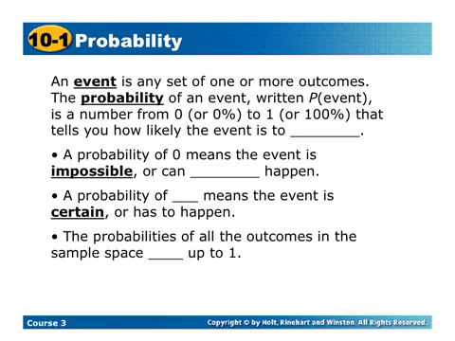The probability of an event, which is written P with the event that you're looking for, is a number from 0 to 1 that tells you how likely the event is to occur. The probability of 0 means that the event is impossible or can never happen. So this would be like flipping a coin and asking what's the likelihood of getting a 6. And the probability of 1 means that an event is certain and it has to happen. Probabilities of all outcomes in the sample space must add up to 1.